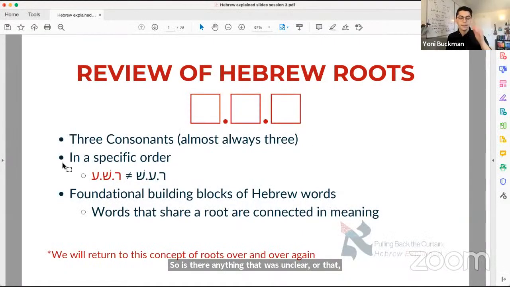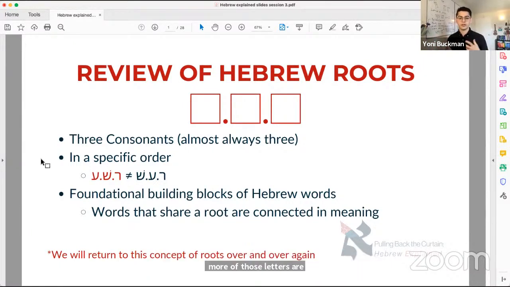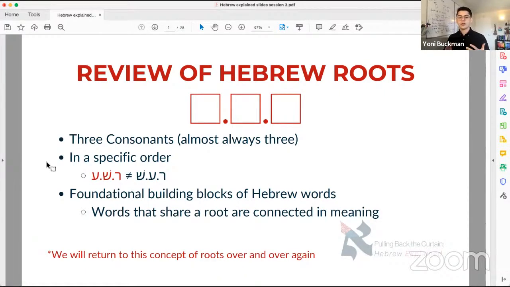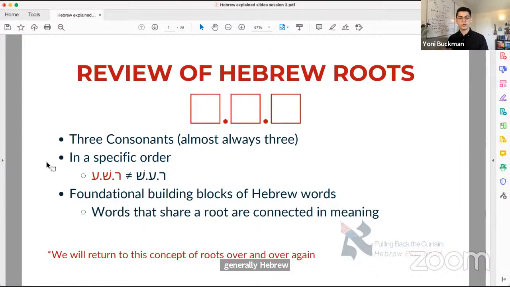There we go. Okay. So again, just looking back where we left off last week, we talked about these 3 consonants that make up Hebrew roots. There are almost always 3. Again, we talked about how some primitive words might only have a 2-letter root, but generally Hebrew has these 3-letter roots. Another thing that we touched on, but I just wanted to show you as an example, is that the root letters need to appear in the proper order, in a very specific order. So if you see one word with a 3-letter root and then another word with the same 3 letters, but in a shuffled around order, those are 2 fundamentally different words.